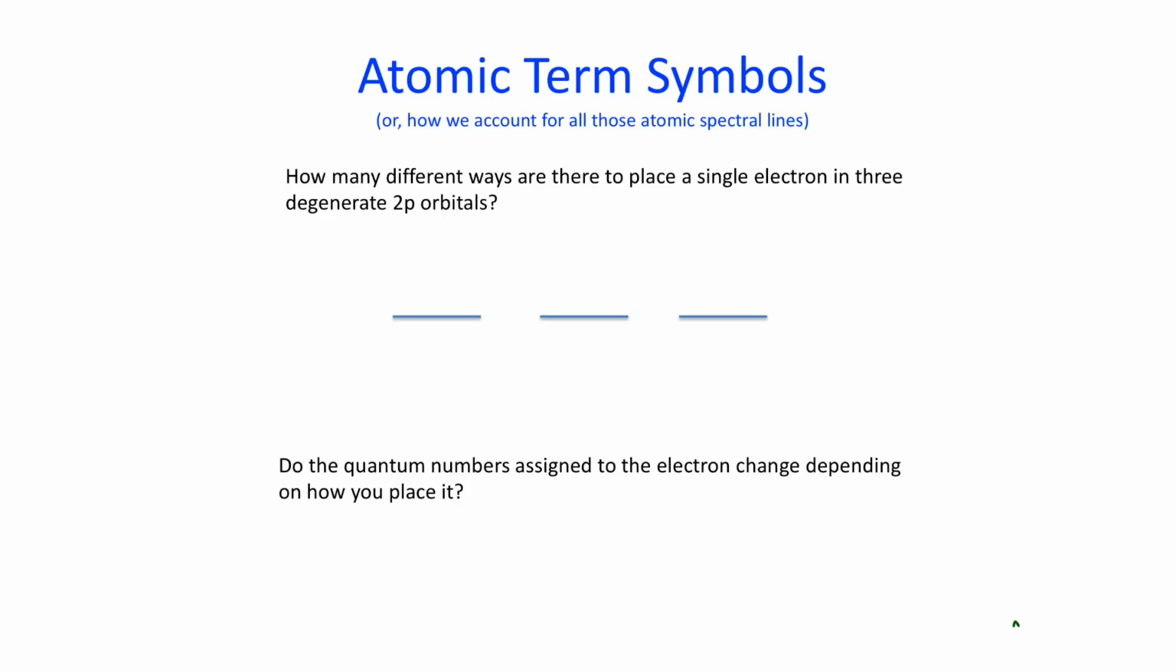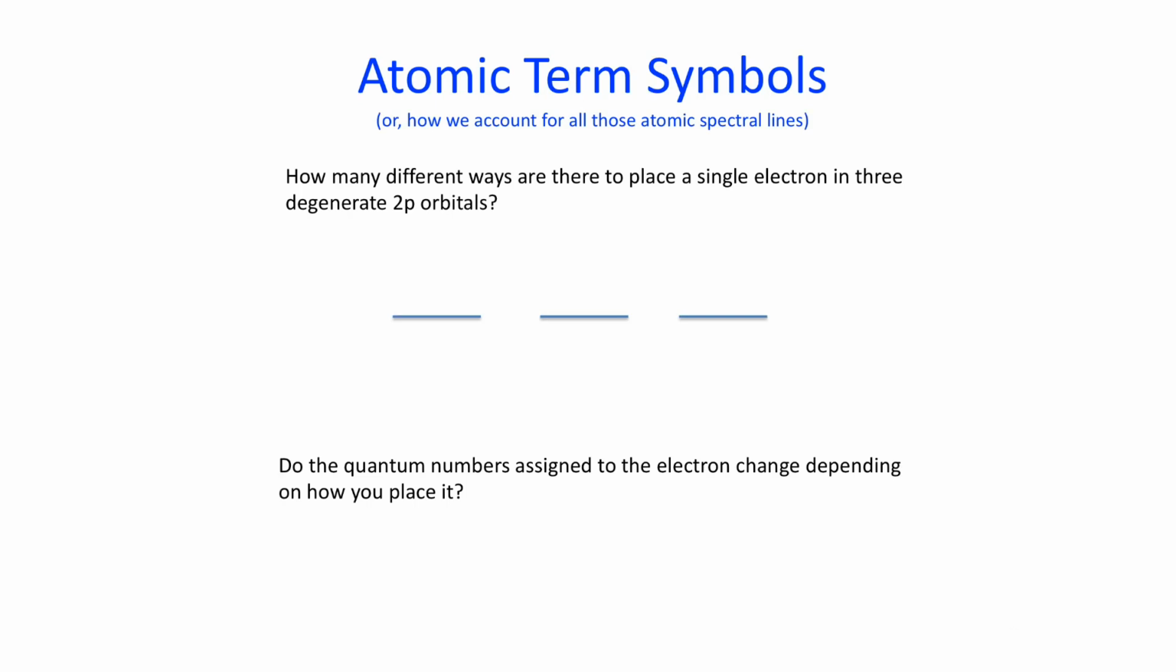Hi there. This video is going to be a quick introduction to the concept of atomic term symbols. This is what we use to account for all of the atomic spectral lines that you'll see in atomic spectra. So lots of unexpected splittings present in those spectra, and this is how we can account for all of those lines that we see.